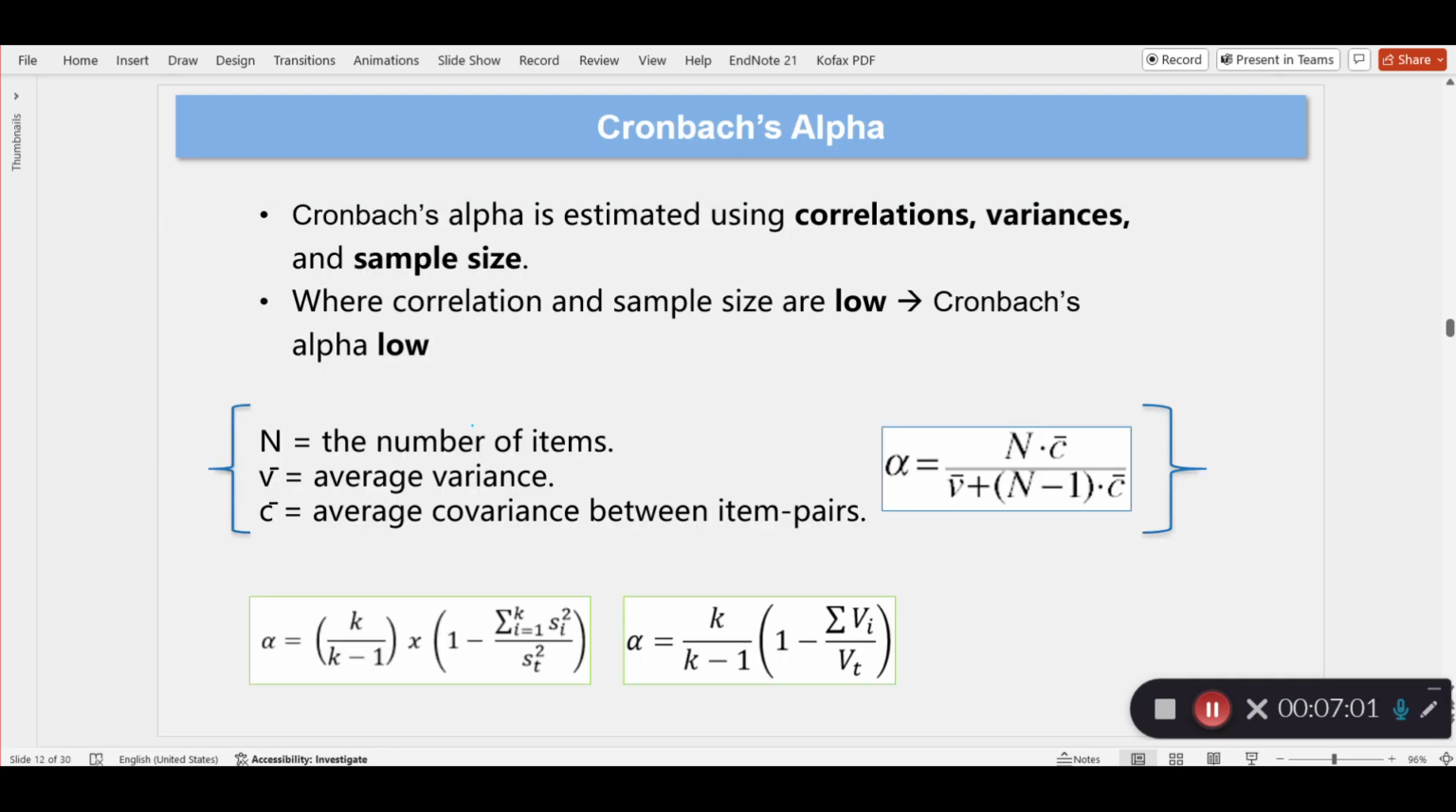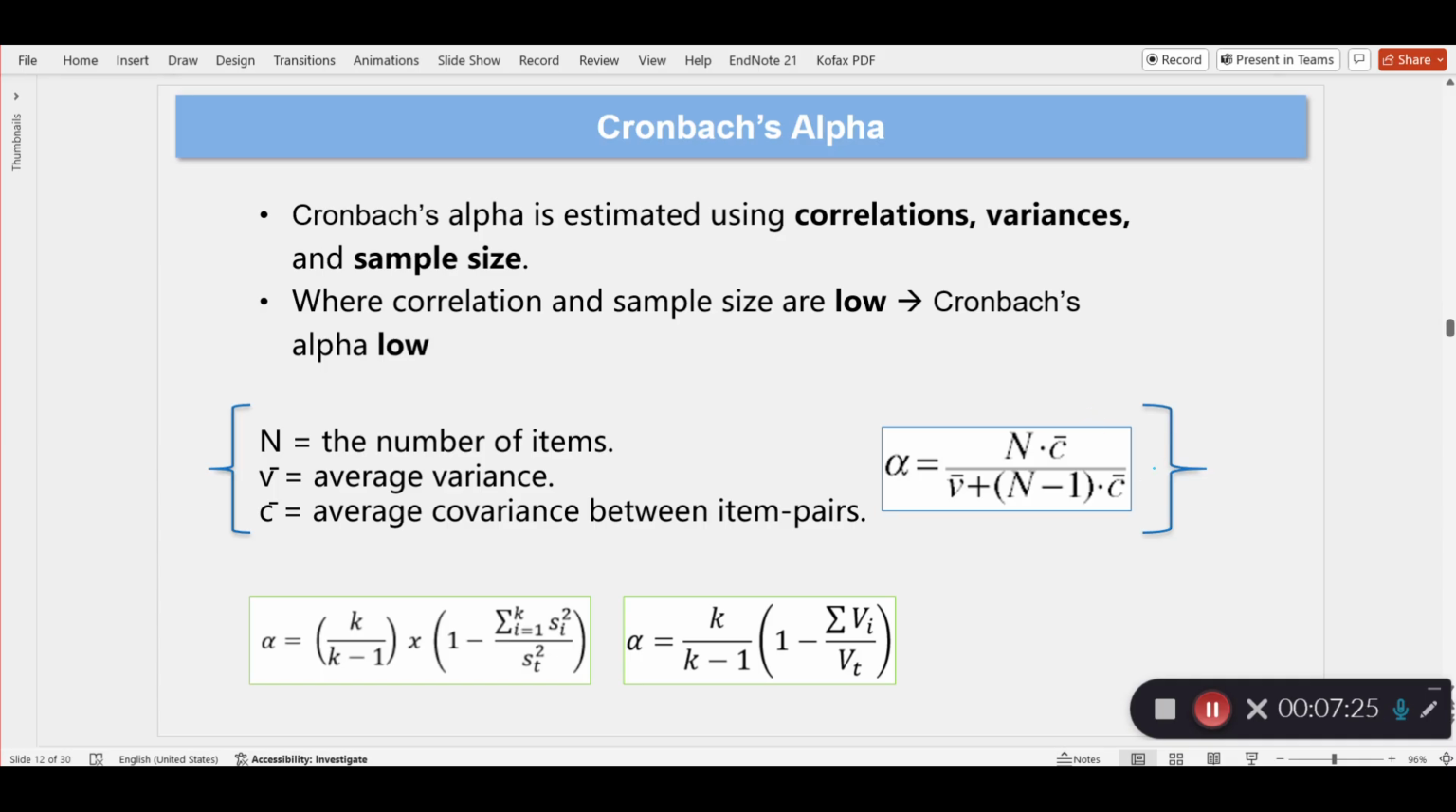Okay, so the question is, how is Cronbach's alpha calculated, and what can we learn about the way that this coefficient is calculated that can help us to improve internal consistency of our measures? So first of all, how is it calculated? It's calculated using several formulas.